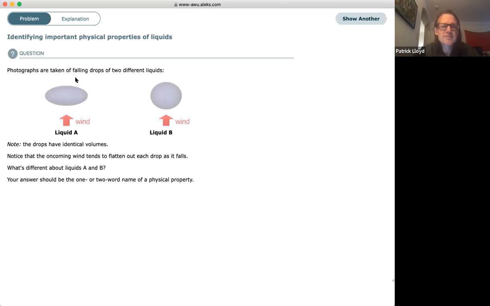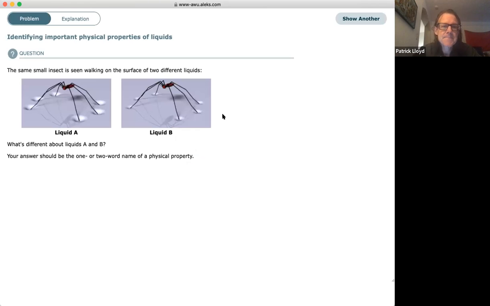Here's another one. Photographs have been taken of falling drops of two different liquids, liquid A and liquid B. So these are drops, and look at the way the wind is able to expand or deform. That would be the word. It's deforming this liquid drop, whereas this liquid drop is not getting deformed. Again, that has to do with the surface. The surface is very strong here, so it has a very large surface tension. This one has a weaker surface tension, so it's more easily deformed.